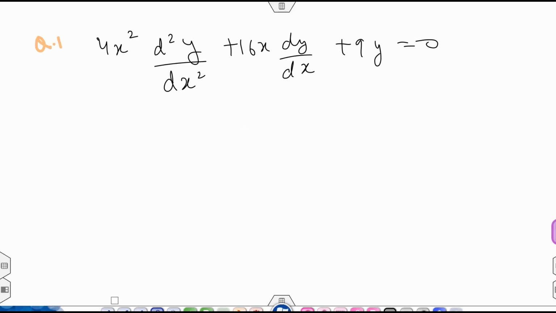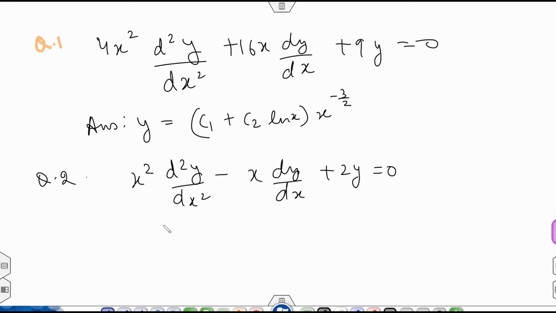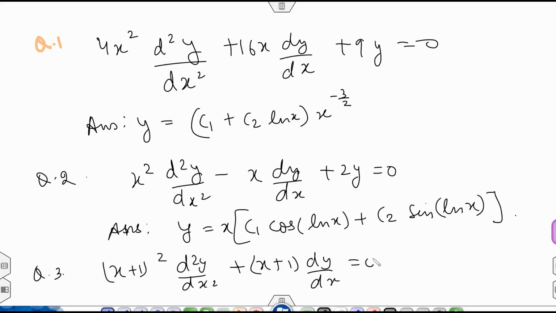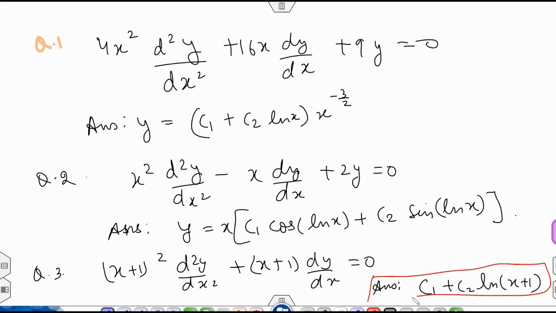So the answer for the first is y equal to c1 plus c2 into x to the power minus 3, and for question number 2 the answer is this, and the third question's answer is c1 plus c2 (x+1). So I hope you can solve all these questions after watching this video.